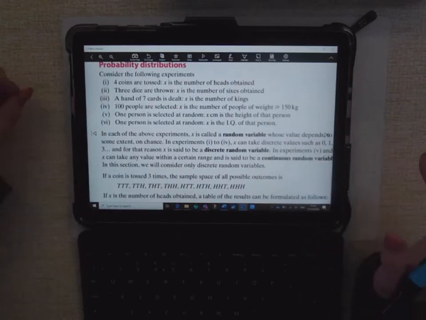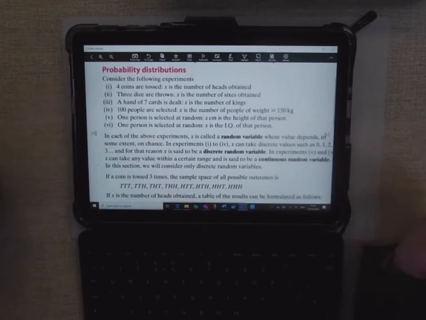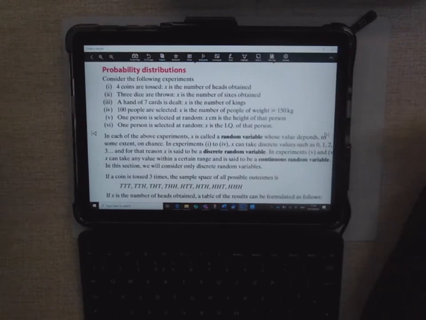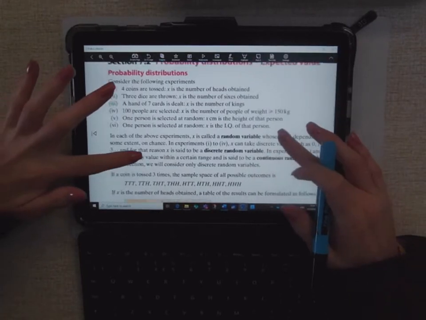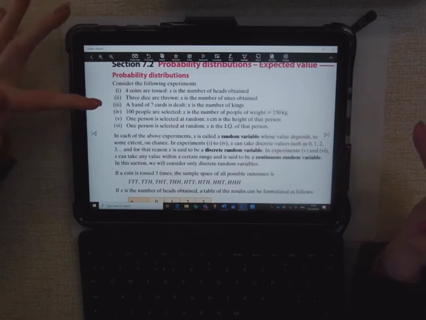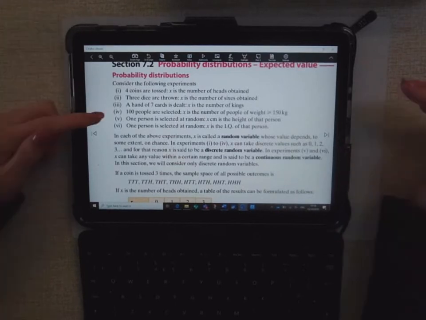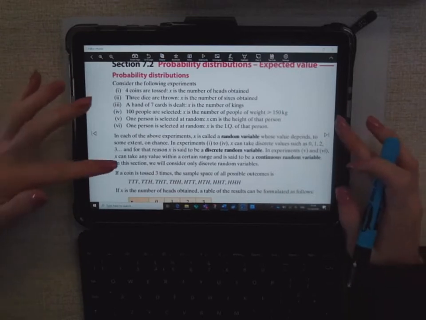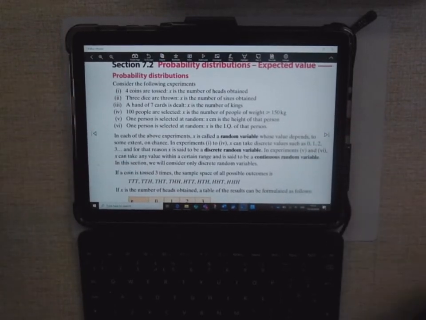X is called a random variable, okay? So it depends on chance. It depends on however many heads happen. So that's the random variable. Now, in these ones, it was the discrete random variable. And down here, weight and height would be continuous random variables. We're only interested in discrete random variables at the minute, all right?